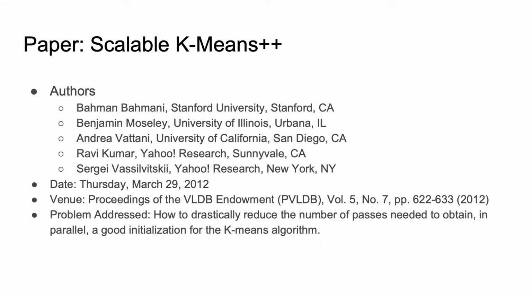So first, we'll formally introduce the paper. It is called Scalable K-means plus. The authors are Bahman Bahmani, Benjamin Moseley, Andrea Vattani, Ravi Kumar, and Sergei Vassilvitskii. It was published on Thursday, March 29, 2012, in the Proceedings of the VLDB Endowment, and in their publication, they accomplished a way to drastically reduce in parallel the number of passes needed to obtain a good initialization for the K-means algorithm. And of course, we'll explain what all of this means soon.